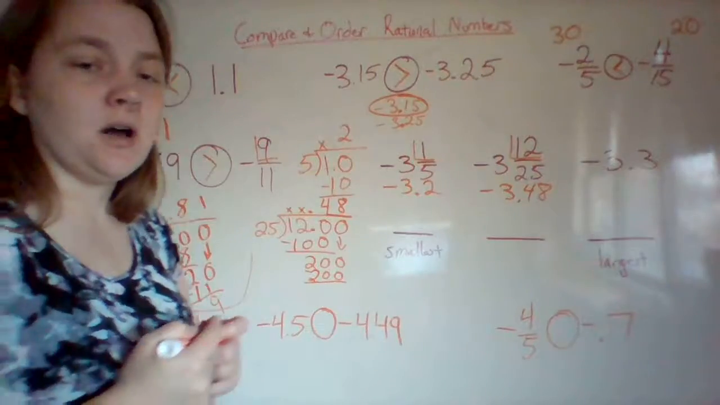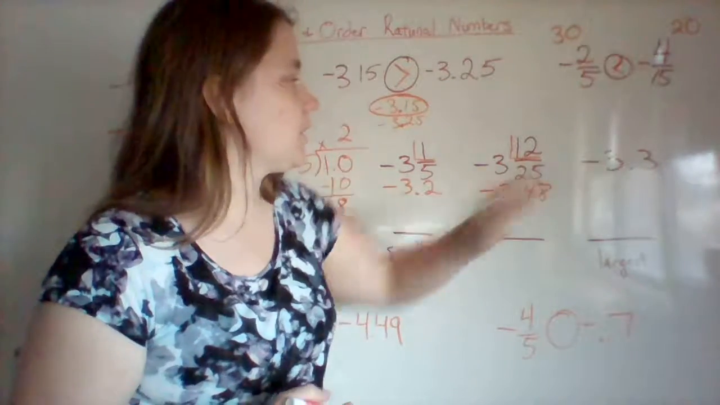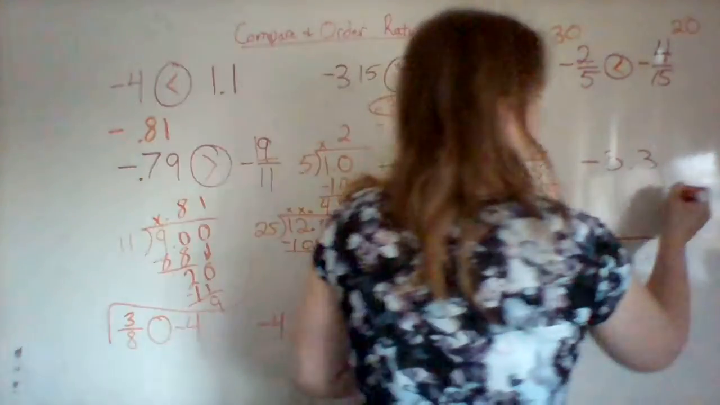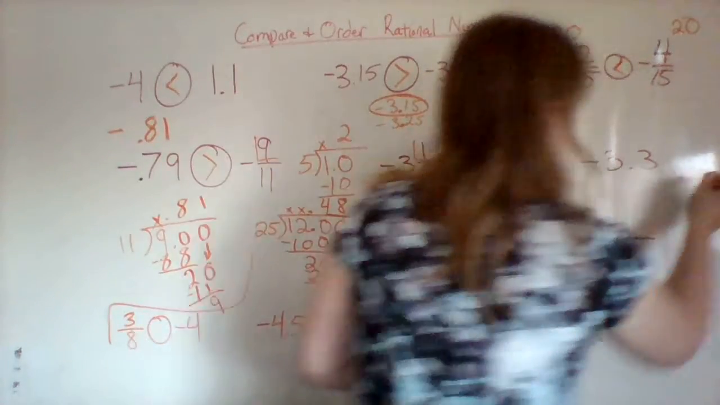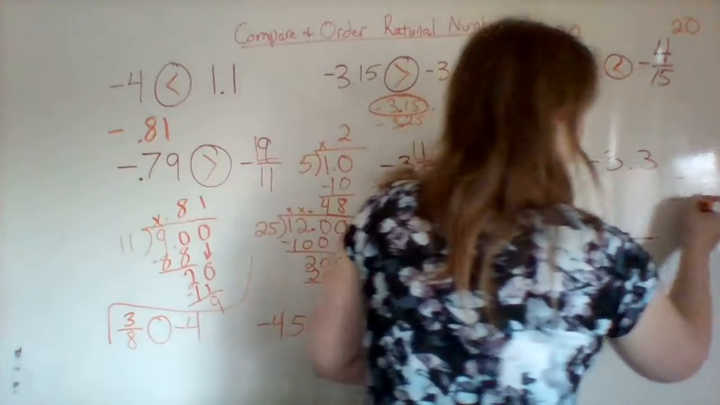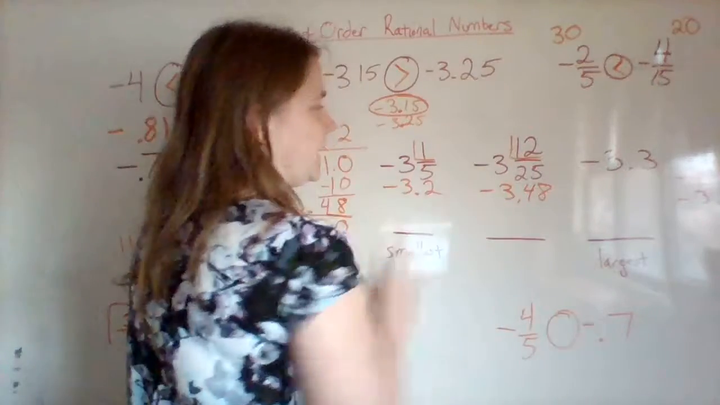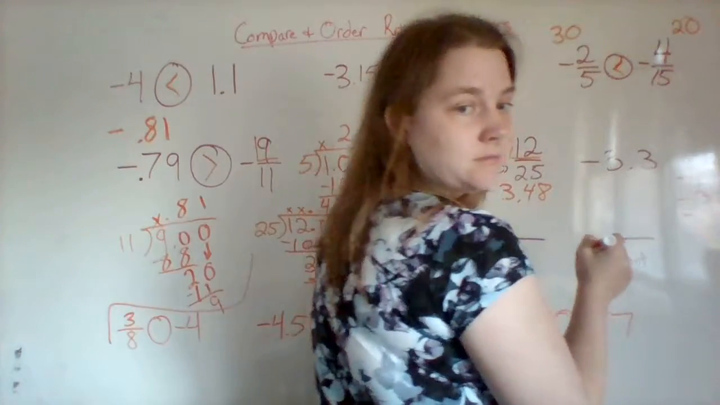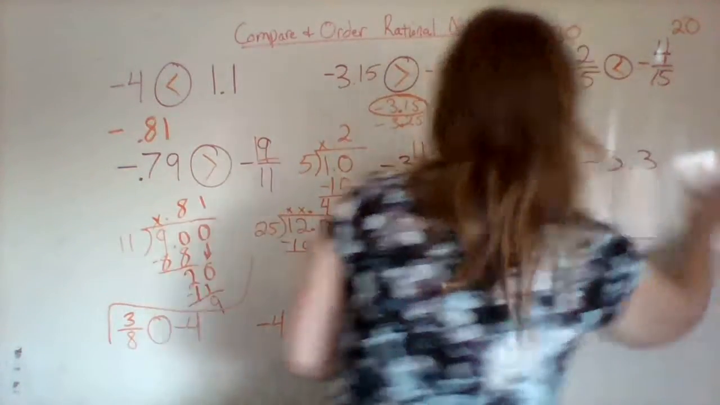So now, all I have to do is compare these three numbers. I have negative 3.3, negative 3.2, negative 3.48. That is absolutely not helpful.